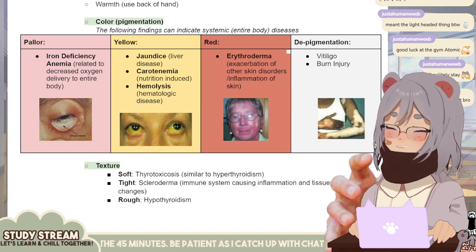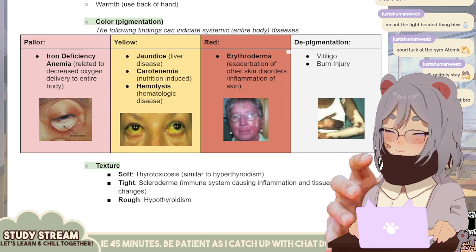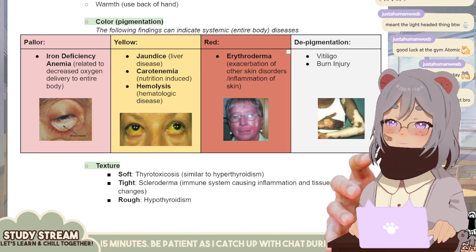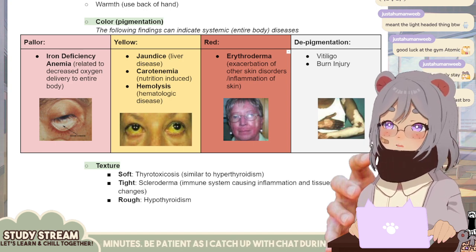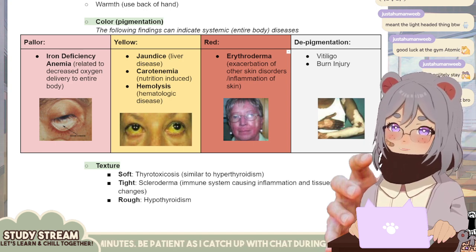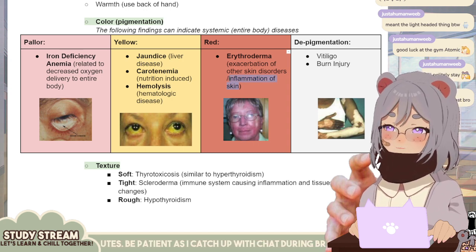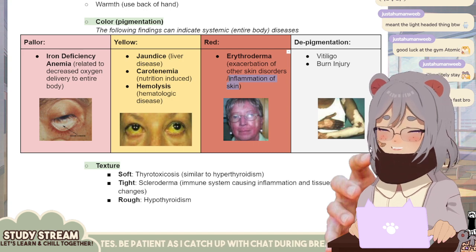They go to their primary care physician, but their skin is just red. Why? Well, this could be indicative of some kind of exacerbation of other skin disorders that they may have, or it just might be an inflammation of the skin. Skin's angry, skin's mad, skin can't find peace, skin red.